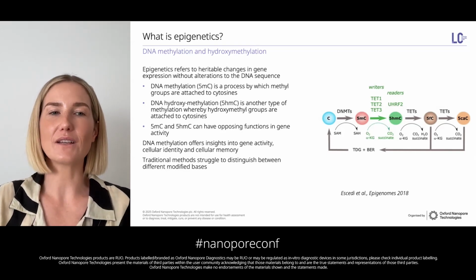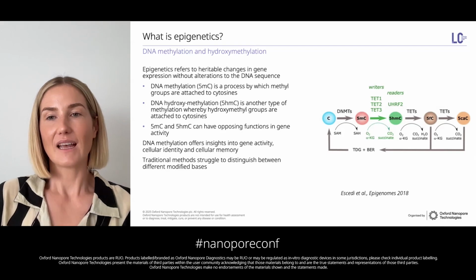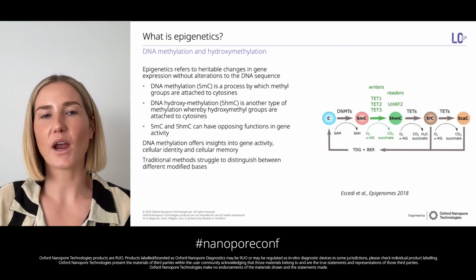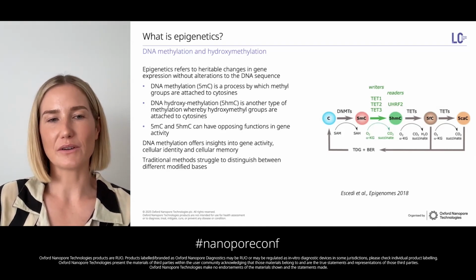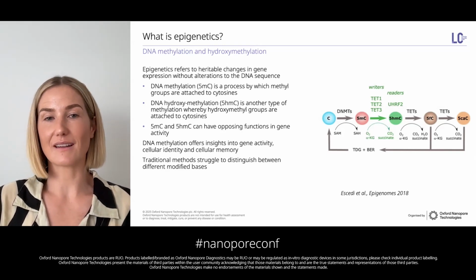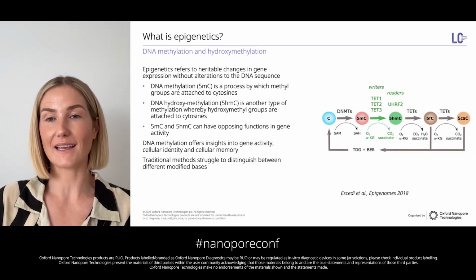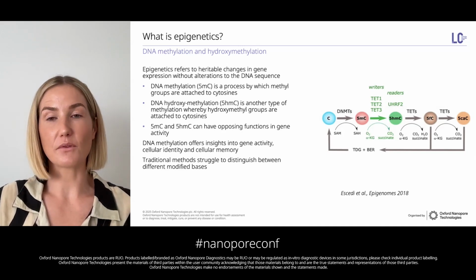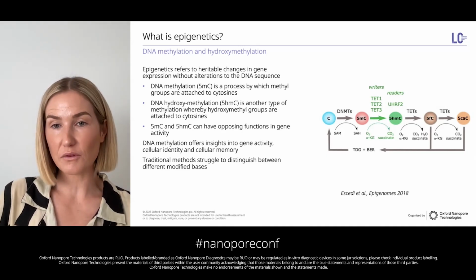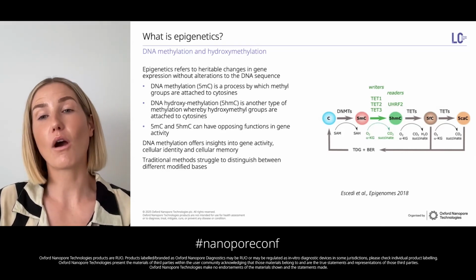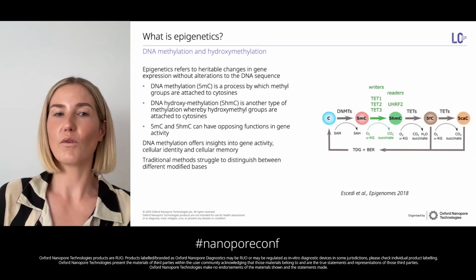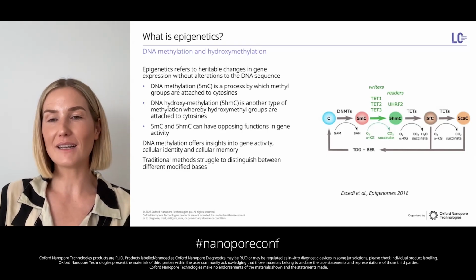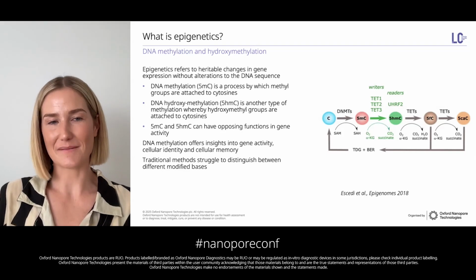This is a process by which methyl groups are attached to cytosines. There are other types of modified bases, of course, for example, hydroxymethylation, where we observe hydroxymethylated groups attached to cytosines. This is important to note because DNA methylation and hydroxymethylation can have opposing functions in gene activity. What we've described is that when we observe methylation in certain regulatory regions, in certain cellular contexts, it's correlated with gene silencing, whilst the opposite can be true of hydroxymethylation. When we observe hydroxymethylation in enhancers, for example, it's highly correlated with gene activity.